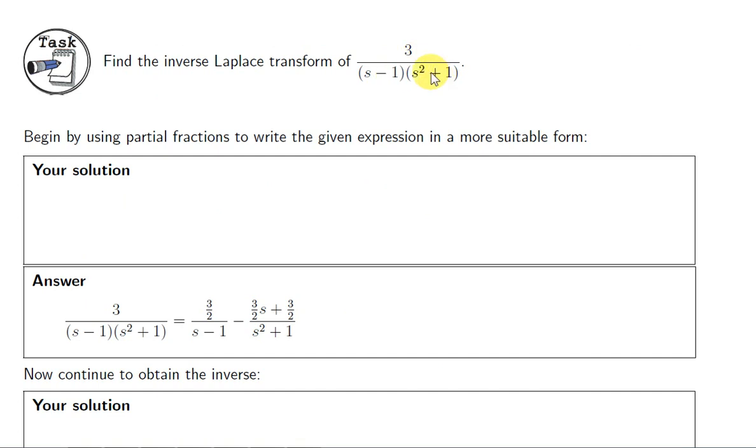Now let's look at this example. Notice that in the denominator we have a quadratic expression in s. We are going to write this single fraction as two fractions, one of them with a denominator that is linear in s, that is s to the power of 1, and the other fraction has a denominator that is quadratic in s, that is s squared.